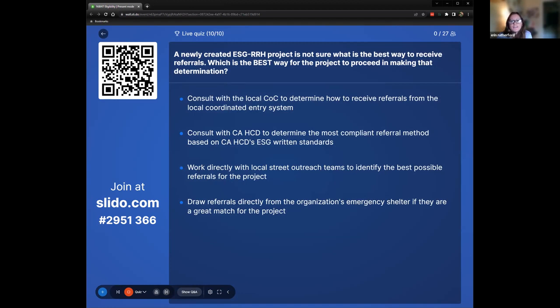All right. A newly created ESG rapid rehousing project is not sure what is the best way to receive referrals. Which is the best way for the project to proceed in making that determination? First, should they consult with the local COC to determine how to receive referrals from the local coordinated entry system? Should they consult with California HCD to determine the most compliant referral method based on California HCD's ESG written standards? Should they work directly with local street outreach teams to identify the best possible referrals for the project? Or should they draw referrals directly from the organization's emergency shelter if they are a great match for the project? And again, you are going with the best way that you should proceed.